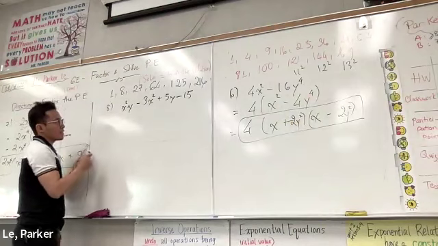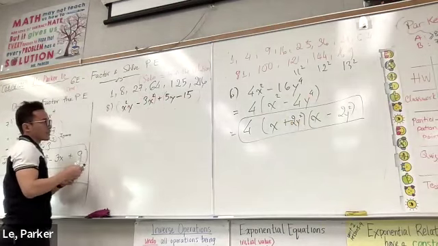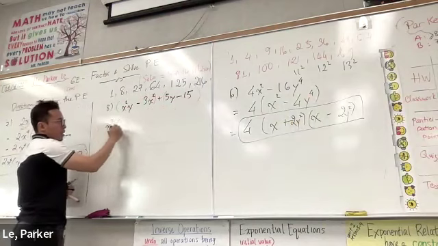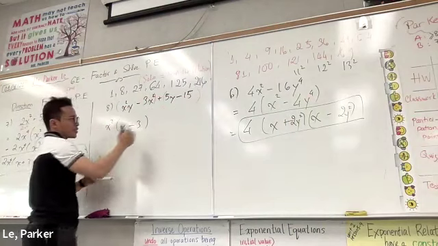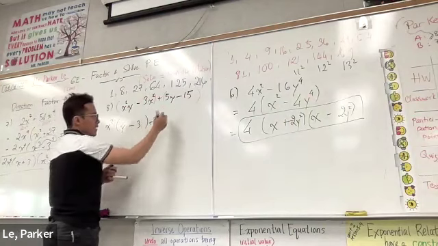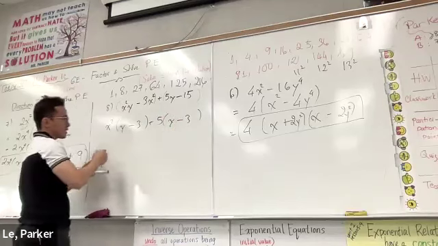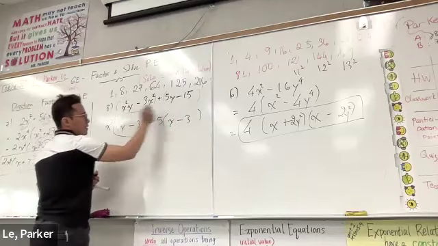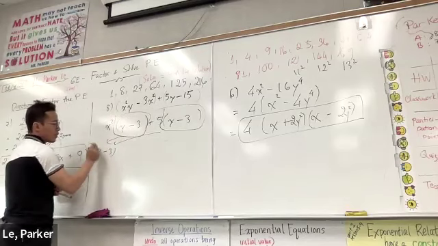Okay, go ahead. I'm going to group the first two and the last two. What is the GCD for the first two? X squared. What do I have left? Y minus 3. What is the GCD for the last two? Positive 5. What do I have left? Y minus 3. Now you can see the common factor right here, that's the Y minus 3. So I'm going to take the Y minus 3 out. What do we have left?